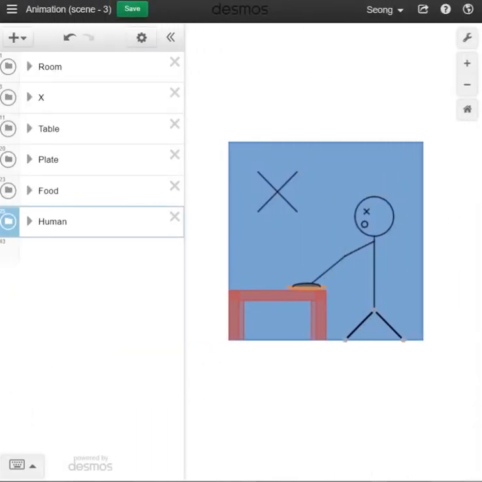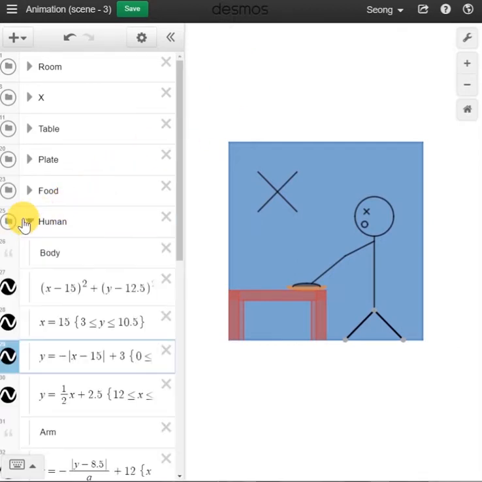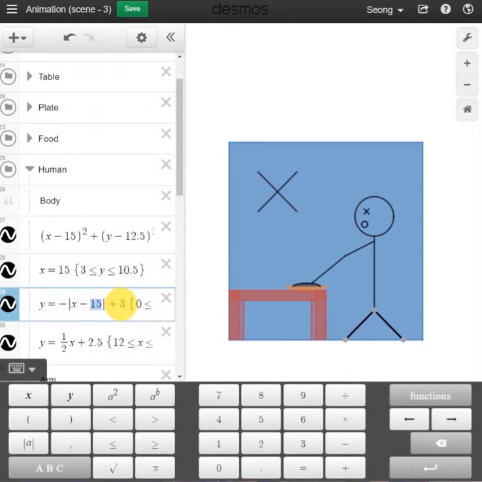I use the absolute value equation for the arm and leg of the stickman. For example, in the third scene, I use absolute value equation for the arm and the leg part of the stickman. I put 15 and 3 in the place where decide the vertex of the absolute value equation. Also, I put -1 or minus to make it open downwards.